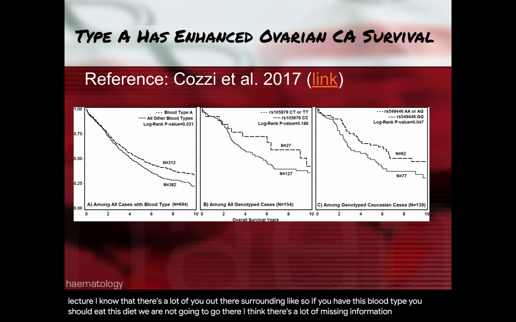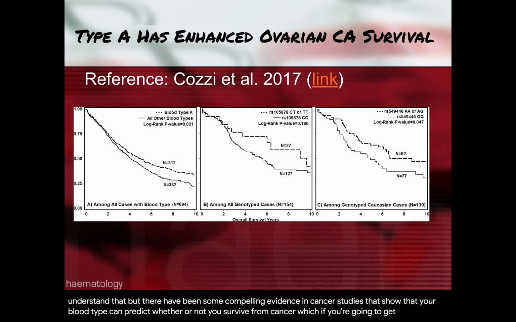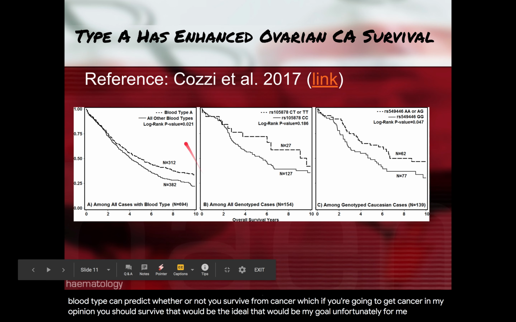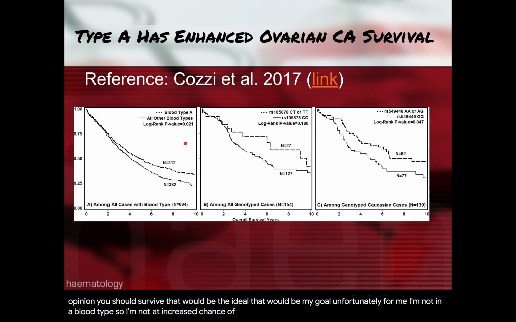but there has been some compelling evidence in cancer studies that show that your blood type can predict whether or not you survive from cancer, which, if you're going to get cancer, in my opinion, you should survive. That would be the ideal. That would be my goal. Unfortunately for me, I'm not an A blood type, so I'm not at increased chance of surviving ovarian cancer, which is what this study was of.